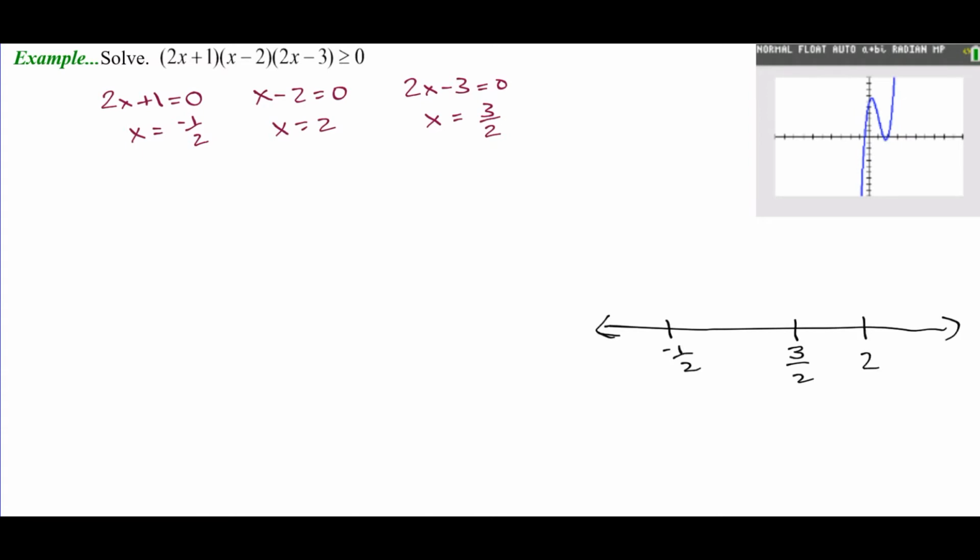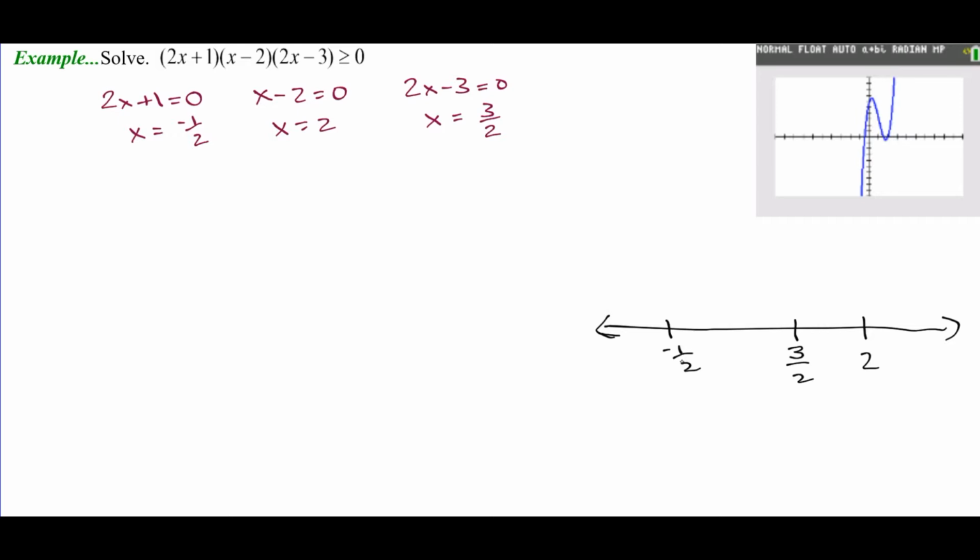It doesn't matter on your sign chart if things are spaced out accurately, as long as the numbers are in order from left to right. Then again, we're going to test values in each of these regions. Once you have the graph, sometimes it's easy enough to tell. If you have your graph on your calculator, remember you can do second trace value, or again, you can plug values in. However you want to do that is perfectly fine.